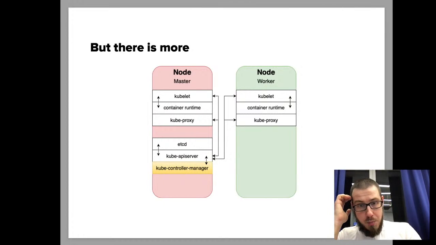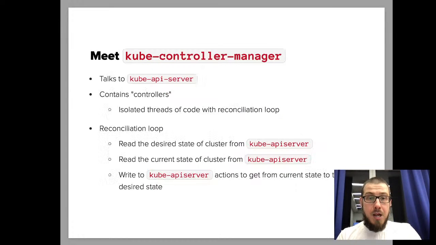First is the kube controller manager, and it's a really complicated component when you're looking at it for the first time, and we'll try to discuss it in detail. The kube controller manager talks to kube API server, and it contains the things which are called controllers. What is a controller? A controller is an isolated thread of code with a reconciliation loop. And the reconciliation loop is the most important thing for the cluster.